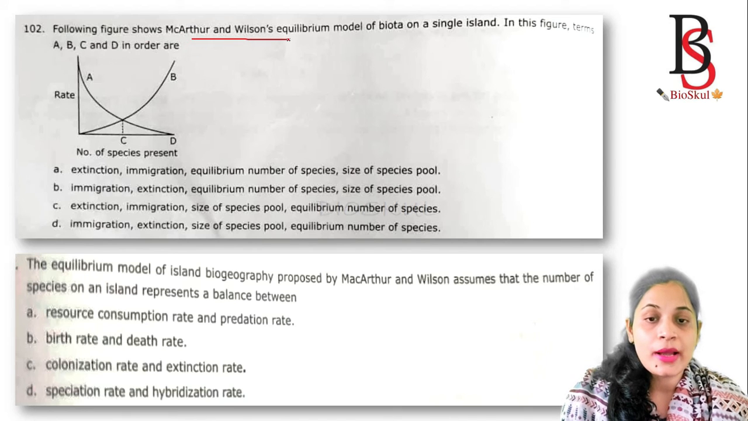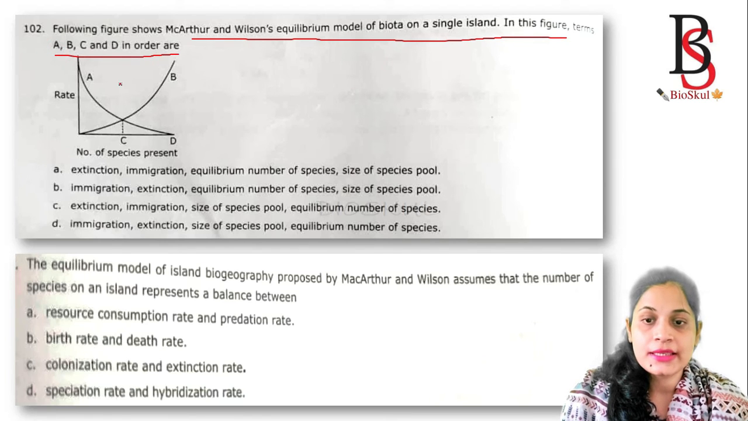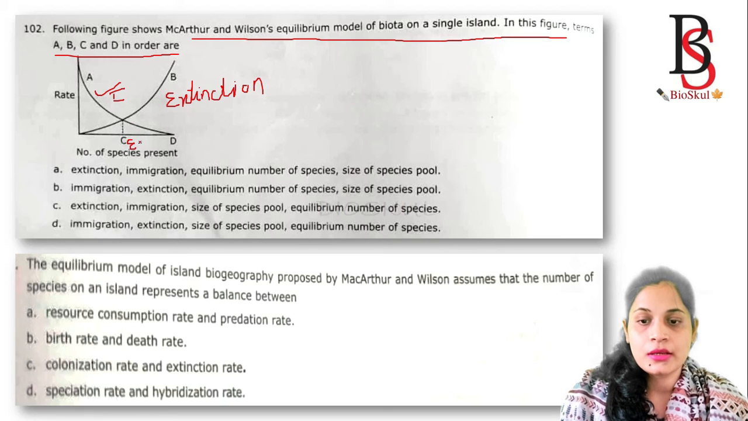The following figure shows MacArthur and Wilson's equilibrium model of biota on a single island. In this figure, the terms A, B, C, D in order are: A represents the immigration, B represents the extinction, C represents the equilibrium, and D represents the species pool. I have explained this in the slides, so the correct answer is option B.